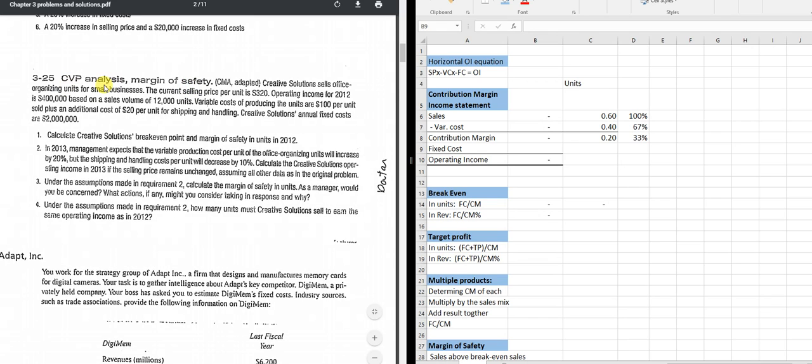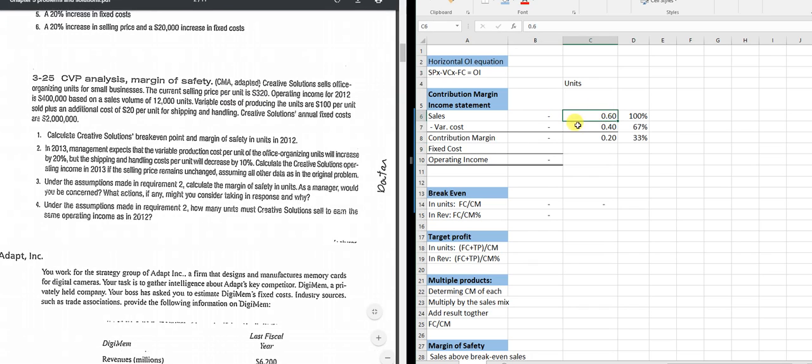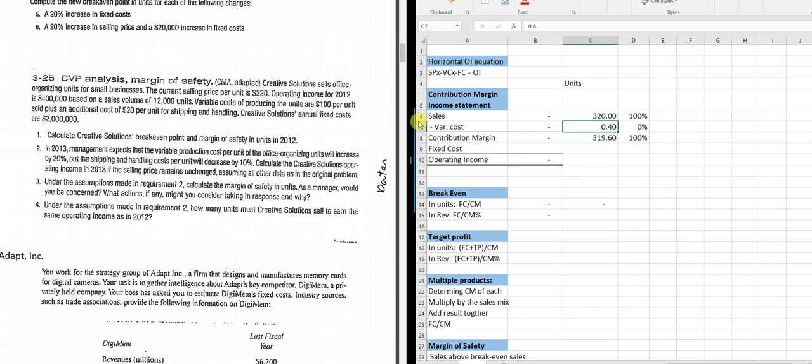Now this one does margin of safety and CVP analysis. We sell office organizing units for small businesses. The current selling price per unit is $320. Operating income for 2012 is $400,000.